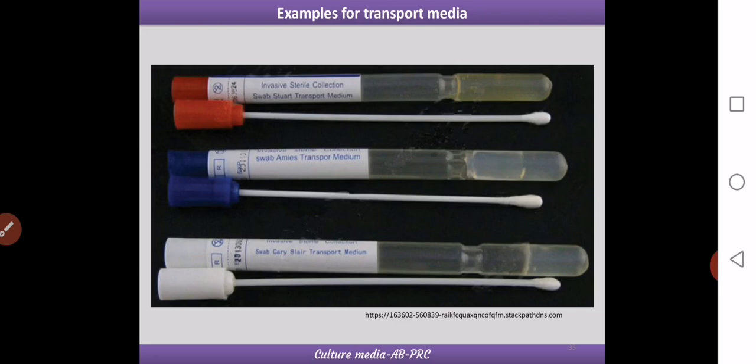You can see these examples. These are transport media for different bacteria. You can see all these are Amies transport media. Then you can see Carey Blair media. All these are different examples.